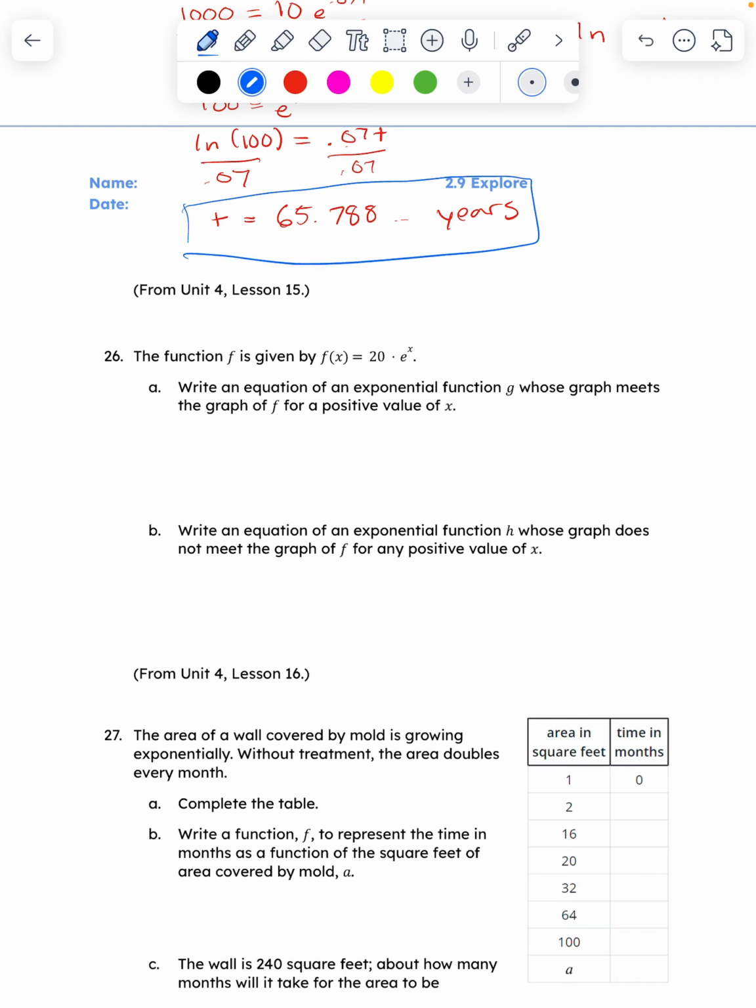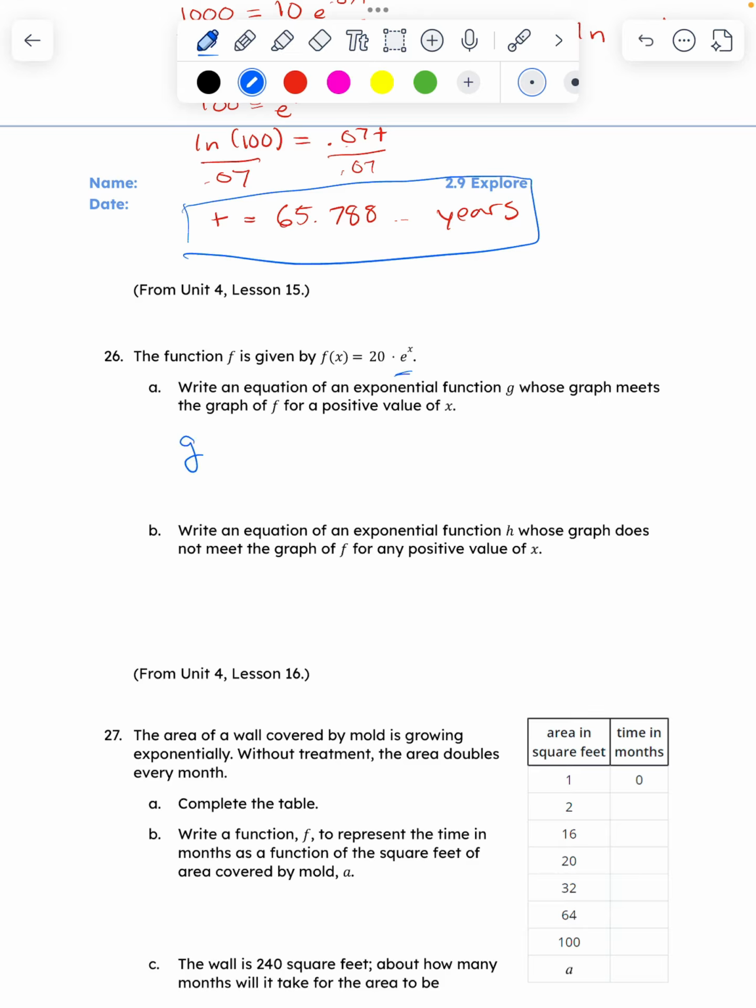Okay, moving on to number 26. I have a nice neat PERT function with my e term. And I need to find a function that intersects this graph. So I need either something that starts lower and grows faster, or something that starts higher and grows slower. And just arbitrarily, I am going to pick something that starts lower and grows faster, but you can do it the other way. It's no big deal.